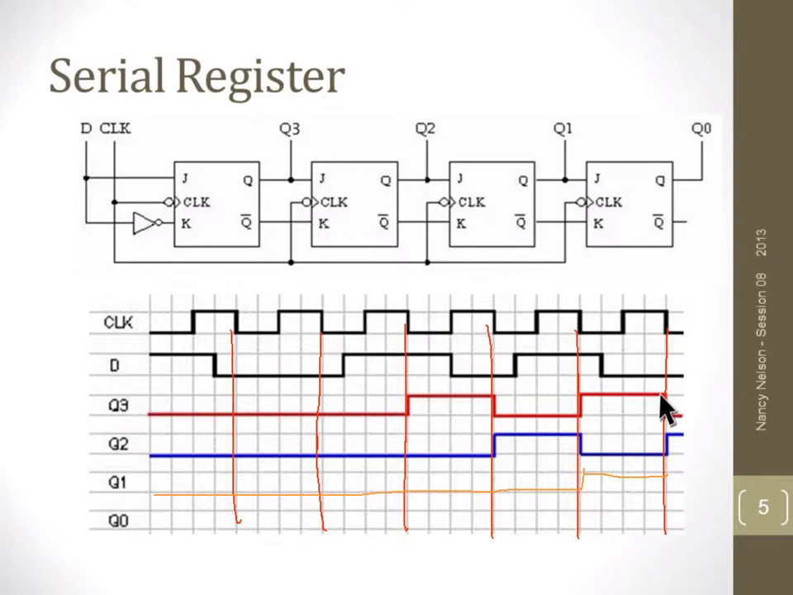Here, we're going to sample down here a low, and so it's going to go low at this point and stay low. So if we look at our traces again, we can see that pulse shift again. So that's why it's called a shift register.